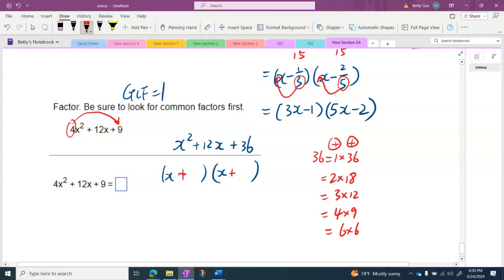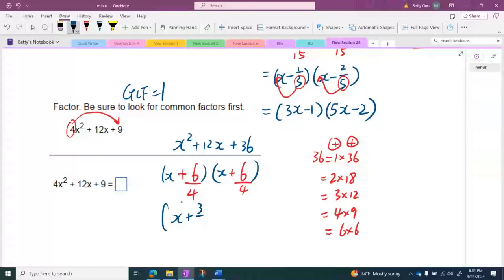Yeah, 6. This actually is a perfect square trinomial. And then we divide. The two numbers are divided by the leading coefficient 4. And we have x plus 3 halves times x plus 3 halves. And slide it back.